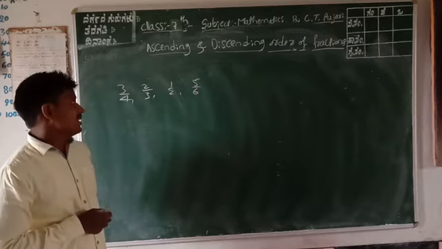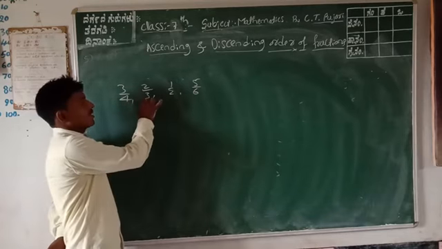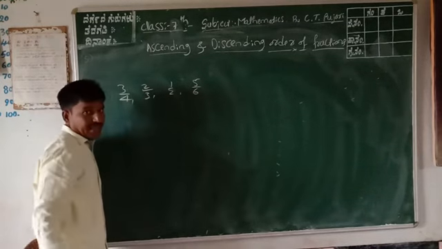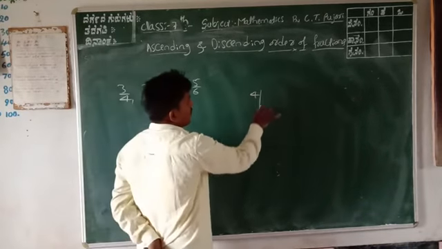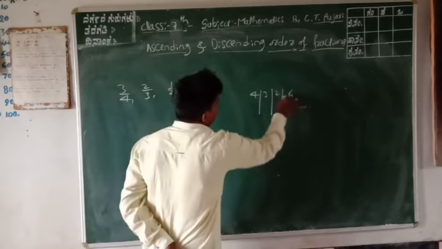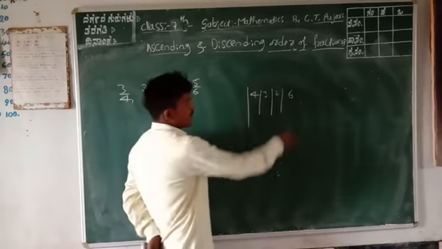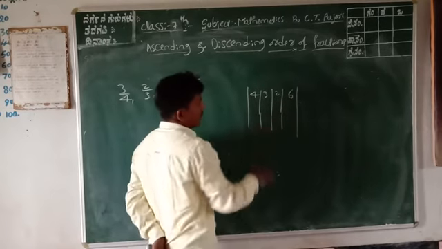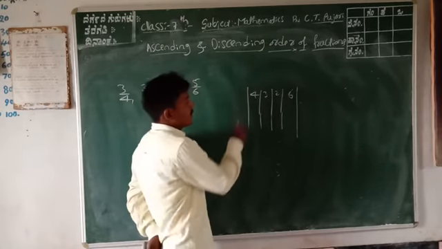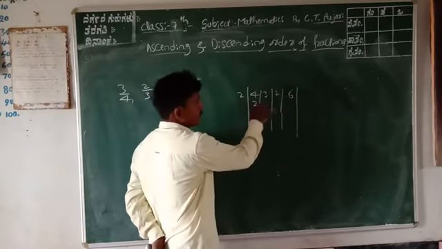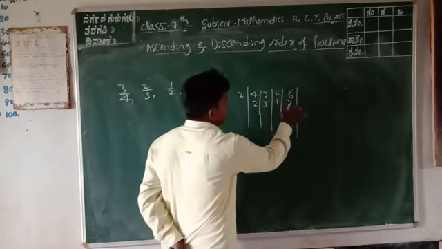First of all, check the denominators 4, 3, 2, 6. You can take the LCM of all the denominators: LCM of 4, 3, 2 and 6. We take the smallest number which is used by all of them. First of all we take 2. 2 2s are 4, 3 as it is. 2 1s are 2, 2 3s are 6.